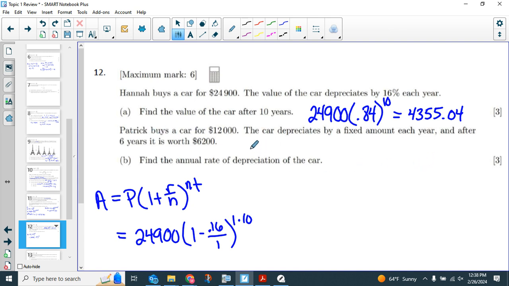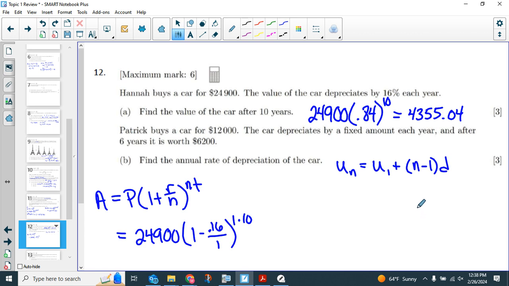All right, Patrick buys a car for $12,000. The car depreciates by a fixed amount each year, and after 6 years, it is worth $6,200. Find the annual rate of depreciation of the car. Okay, so this is actually going to be more like an arithmetic sequence, right? Because we know that it just loses the same value every year. So I'm just going to have a negative d essentially, right? So we can still use that u sub n is equal to u sub 1 plus n minus 1 times d.